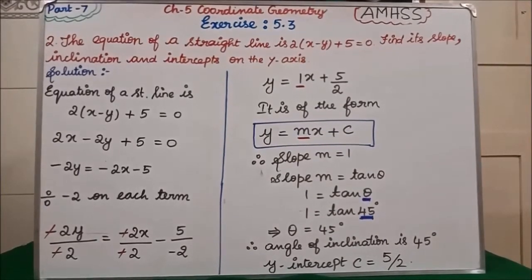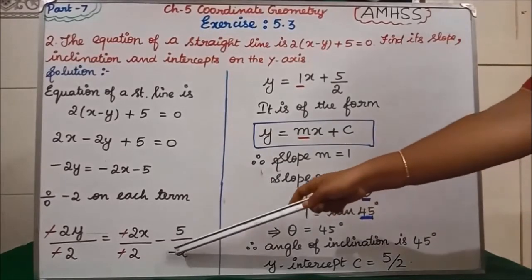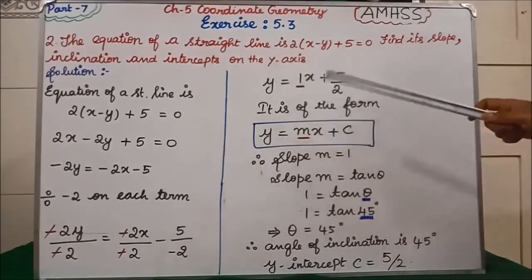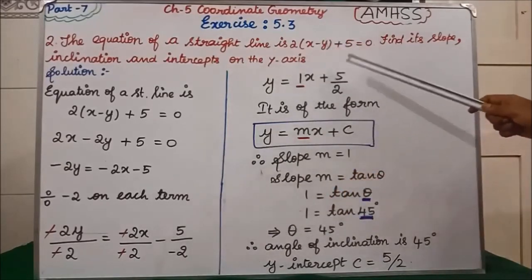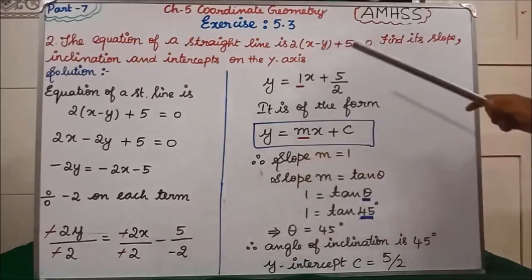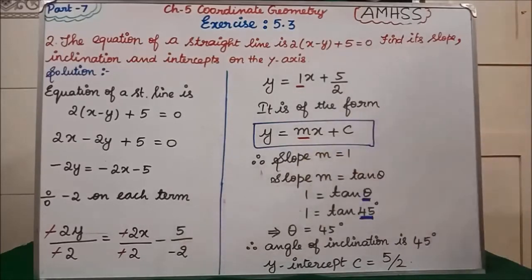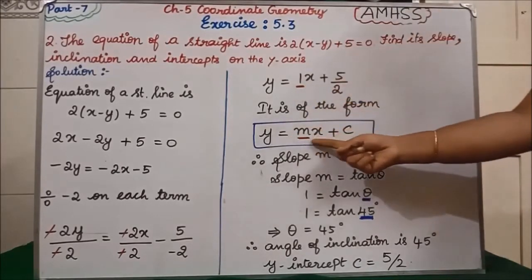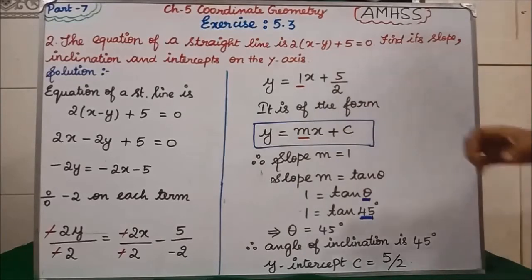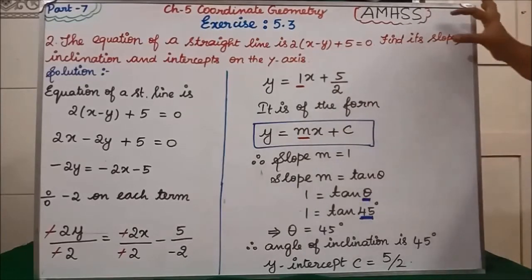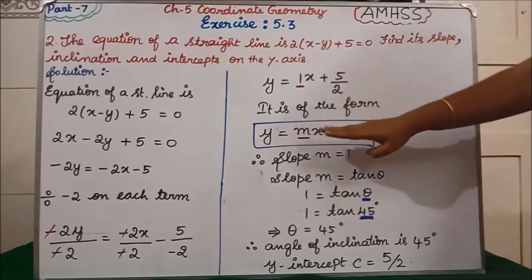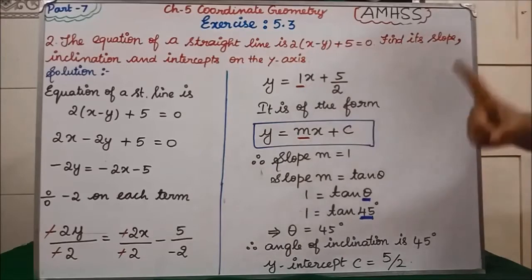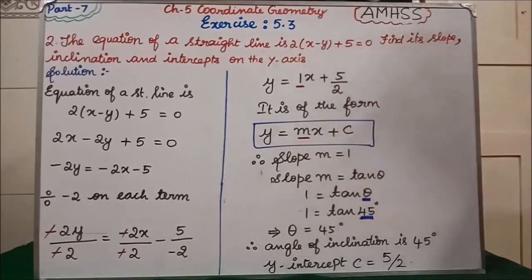Now this 2 will get cancelled. Minus into minus will become plus. So y is equal to 1x plus 5 by 2. Clear? Now you see, this is in what form? It is of the form y equal to mx plus c. Clear? In this question, first what were they asking? Slope. Slope means m. So compare this equation and this equation. In the place of m, what do we have? 1. Therefore slope m is equal to 1.